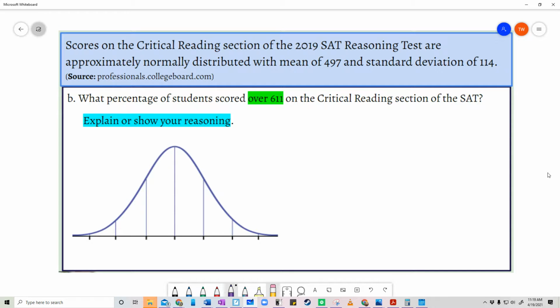Okay, here's an example. Scores on the critical reading section of the 2019 SAT reasoning test are approximately normally distributed with a mean of 497 and a standard deviation of 114.